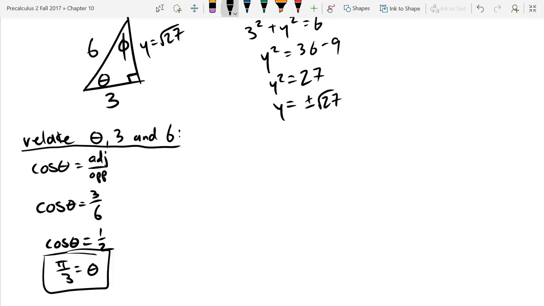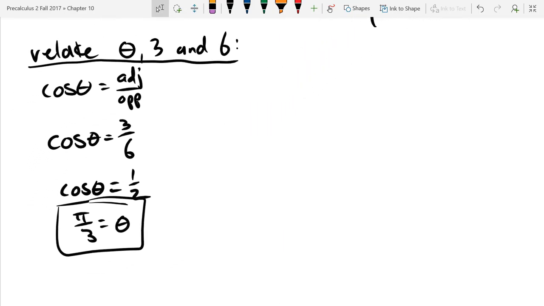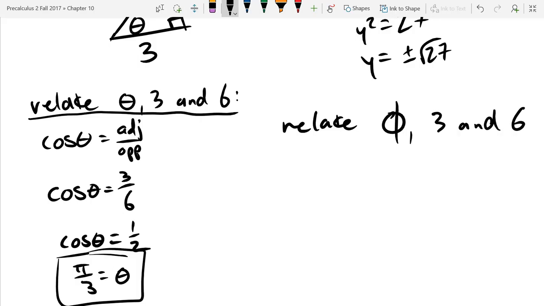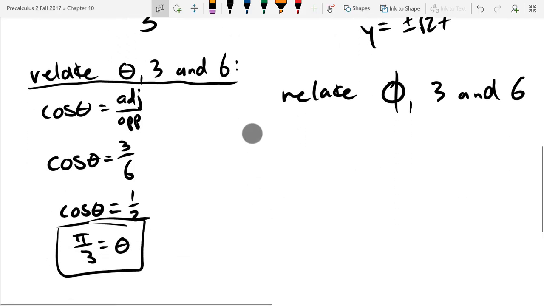There's another way that's completely different. We can use sine because we know the opposite. Now 3 becomes the opposite side to phi. So I can use sine and do almost the exact same thing I did here. Let's try that. We're going to relate phi, 3, and 6. You could use the square root of 27 side, but I recommend using the numbers that are nice. Don't use the ugly numbers if you don't have to.